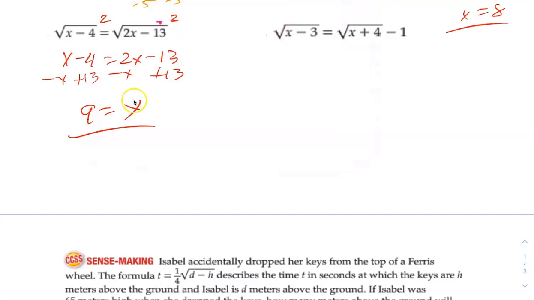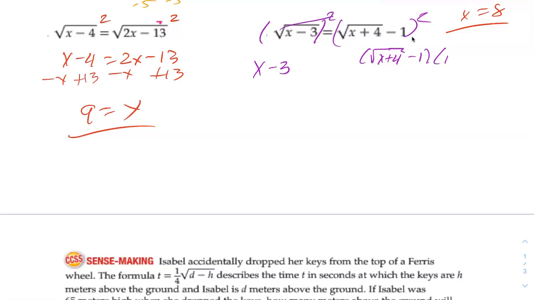Next one, a lot more disgusting. So I can't isolate the radicals, so you just gotta bite the bullet, square both sides. This side's easy, x minus 3. This side is not x plus 4 plus 1. No, remember, if you square something, you multiply by itself.